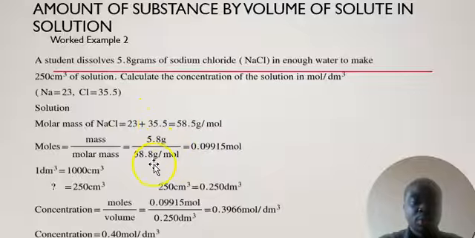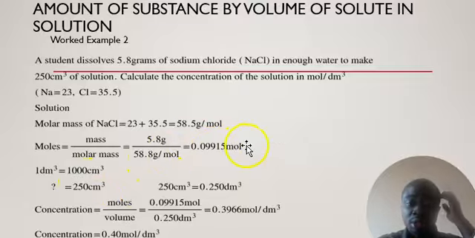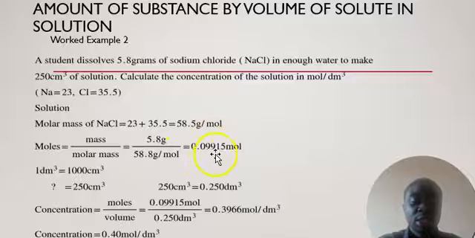When you punch, the gram will cancel as usual. So when you punch, you get 0.09915 mole. Now we have the mole. We have the amount of substance. But concentration is amount of substance, or the moles, over the volume. So we know the amount of substance, or the moles. But do we know the volume? Yes, we know the volume, but it's in centimeter cube. But the question is asking us to leave it in mole per dm cube.